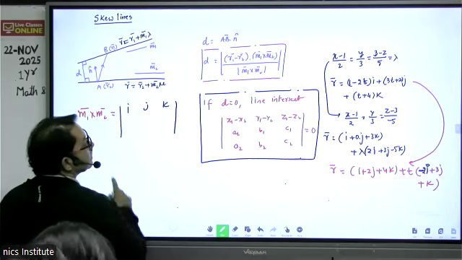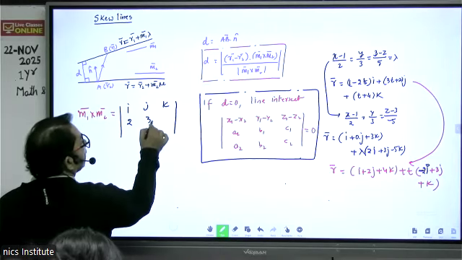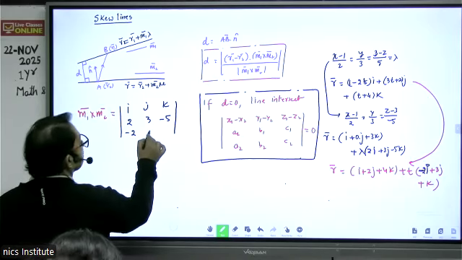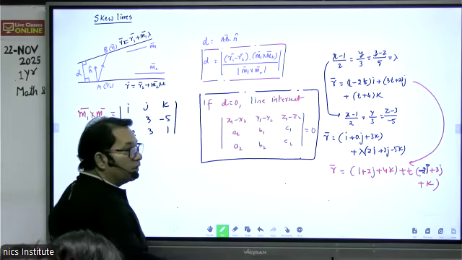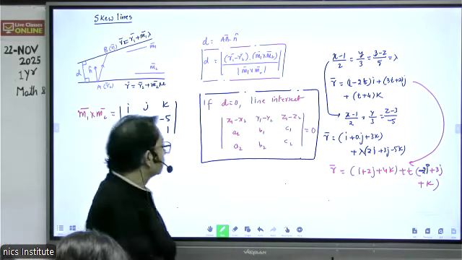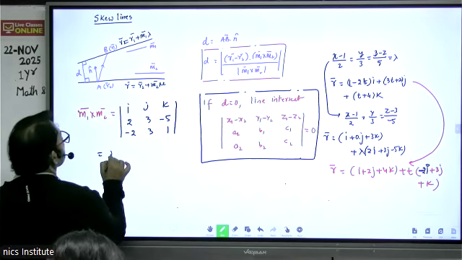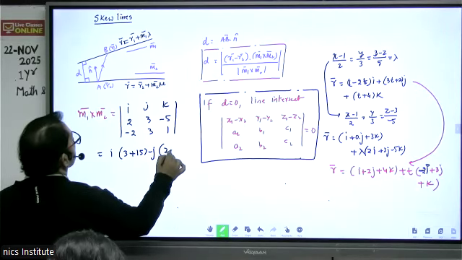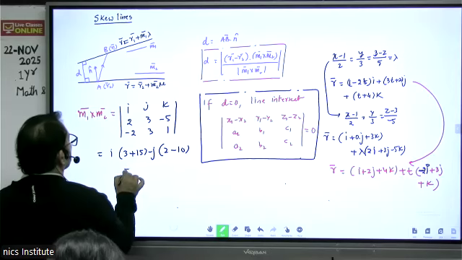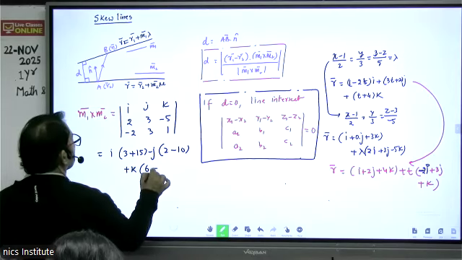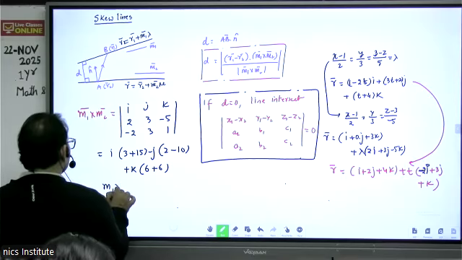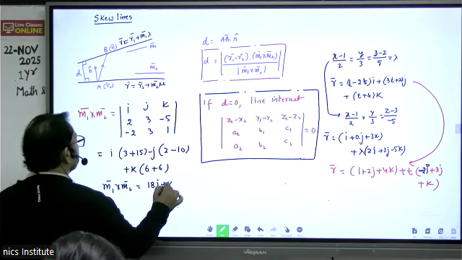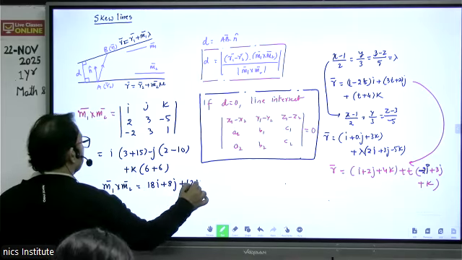What is M1? 2 3 -5 and -2 3 1। Find M1 cross M2। हो गया? So M1 cross M2 is coming out to be 18I, 8J and 12K, right?